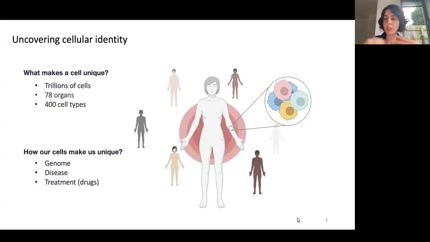But if we even broaden this perspective and look into different individuals, then cells are even more different, because each of us has a different genome, and this makes even our similar cells different from each other. And some of us might have some disease or treatment background that can also affect our cells. So the major question here is what are these cellular identity and diversity, and how can we uncover them?